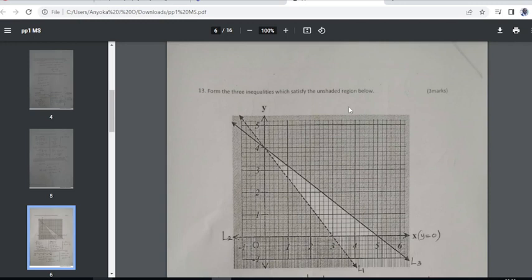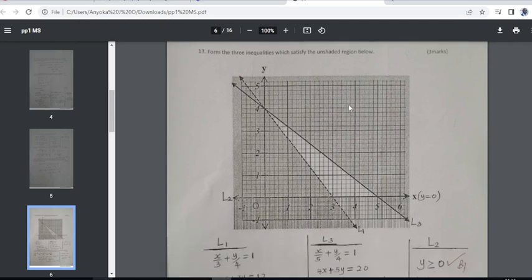Question 13. Quite a common question, but we can practice on it. I will give you the approach. Form the inequalities which satisfy the unshaded region below.